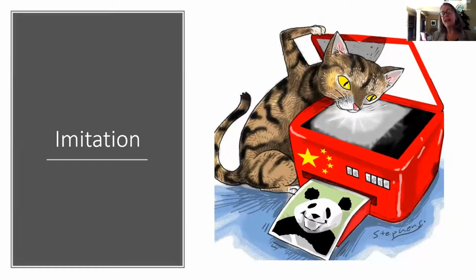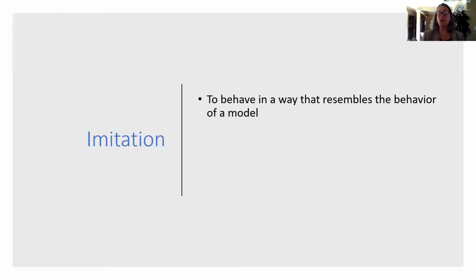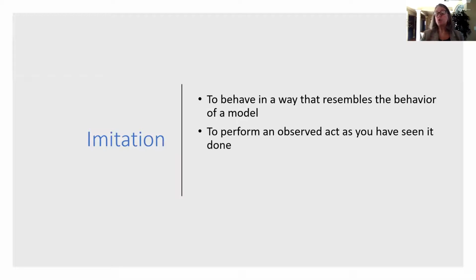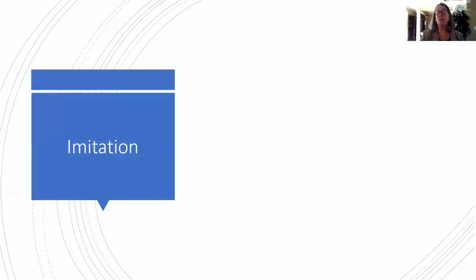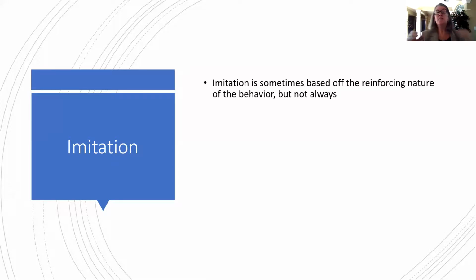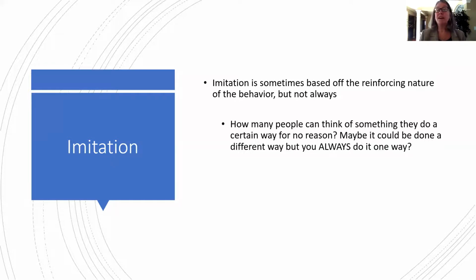One of the things that happens with social observational learning that does not happen with asocial observational learning is imitation. So in the social observational learning, we're going to imitate a model. We're going to behave in a way that resembles the behavior of a model. So we're going to do what they did in order to get what they get. Does that kind of make sense? Imitation is sometimes based off the reinforcing nature of the behavior, like you get the ants that are under the log, but not always.